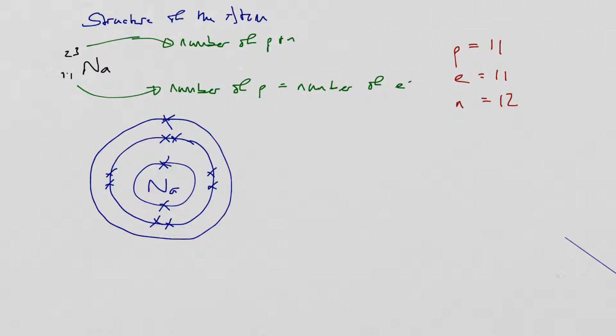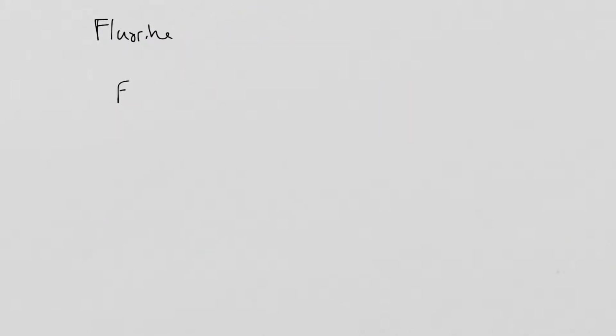I'm going to do exactly the same now for a fluorine atom. So fluorine has got numbers 9 and 19. That means that P, E and N, remember that P equals the bottom number, which equals 9. E equals the same number if the atom is neutral, and N is the difference between those two numbers, so that's going to be 10.